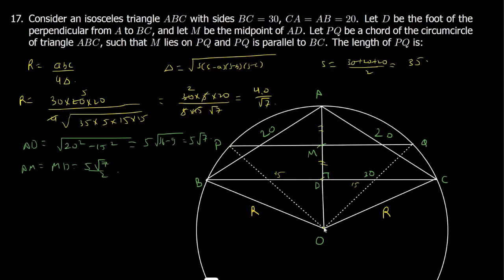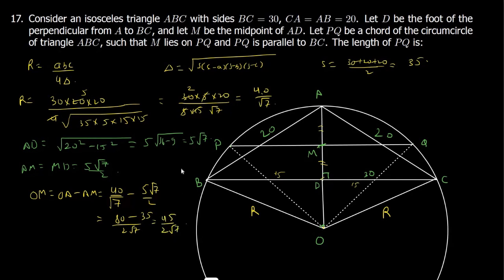Now because I want to know PQ, it's in my favor to know this length OM, and I know that OQ is the radius, so then I will be able to find MQ, which is half of PQ, and that's my strategy for finding the length of PQ. So next thing that I want to find is OM. My length OM will be OA minus AM. OA is nothing but the circumradius, which is 40 by root 7, minus AM, which is 5 root 7 by 2. If I simplify this, I will get 80 minus 35 by 2 root 7, which is nothing but 45 by 2 root 7.